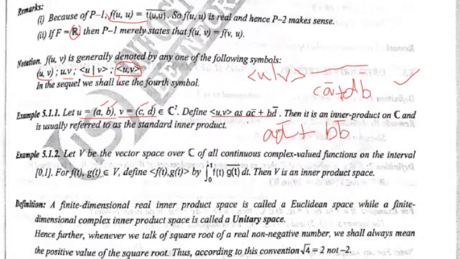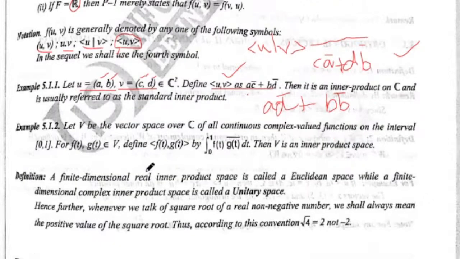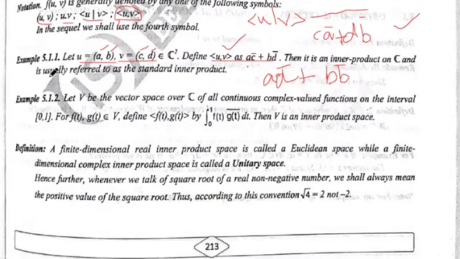And the third property is also satisfied. It is just the distributive property. For some scalars, this property is also satisfied. Scalar multiplication and addition are also satisfied for this. Hence, this is a vector space. Sorry, it is an inner product space on the field C. It is usually referred to as the standard inner product. For this field, this example is usually referred to as the standard inner product.